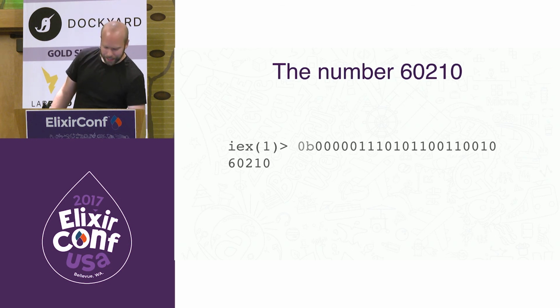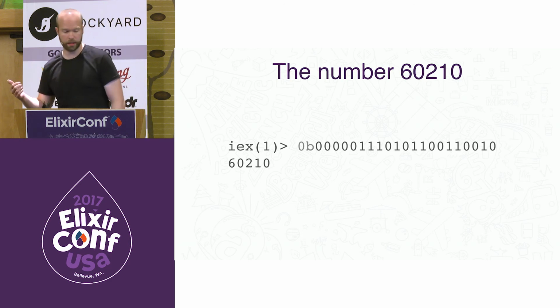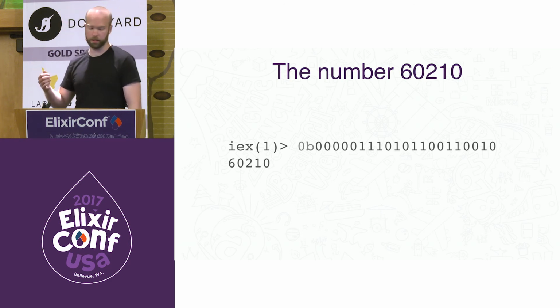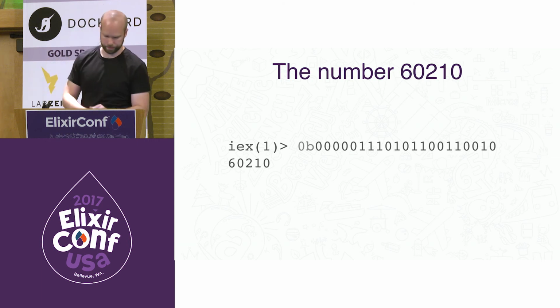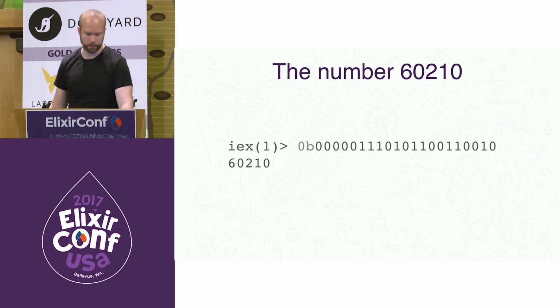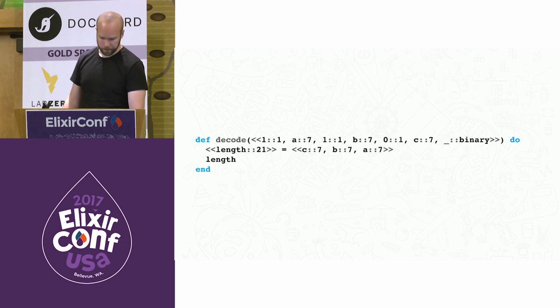Cool. And by the way, by prefixing a number in IEx with 0b, we can write a binary number there in IEx like that, and in Elixir in general. If we want to write hex numbers, we can say 0x and then our number. So in a pattern match, it could be implemented like this.